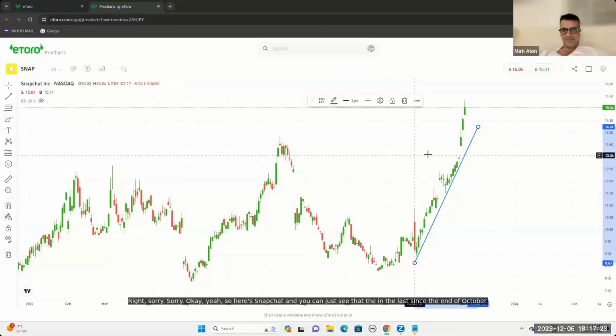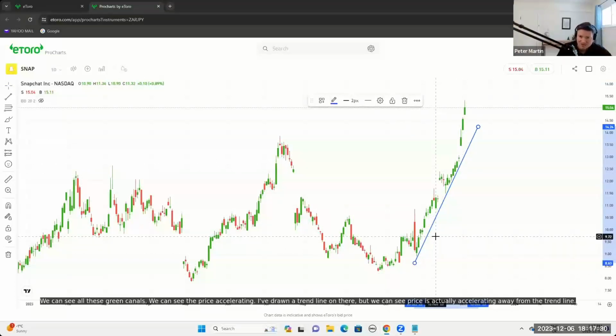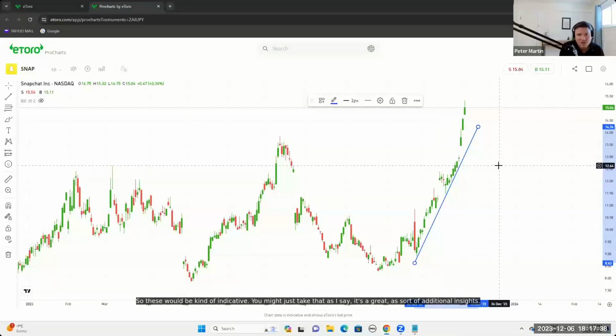Okay. So here's Snapchat, and you can just see that since the end of October, we can see all these green candles. We can see the price accelerating. I've drawn a trend line on there, but we can see the price is actually accelerating away from the trend line. So these would be kind of indicative.